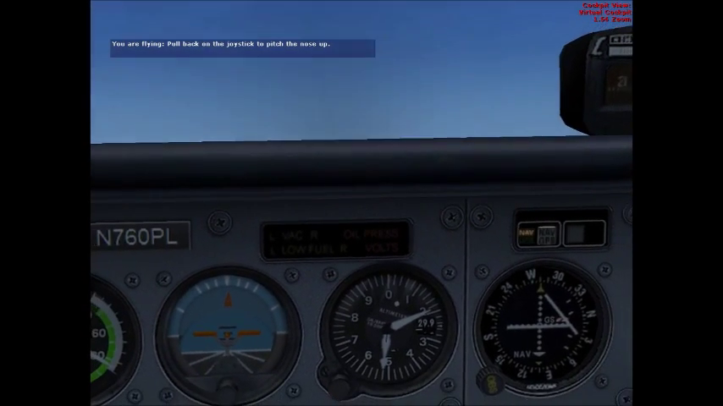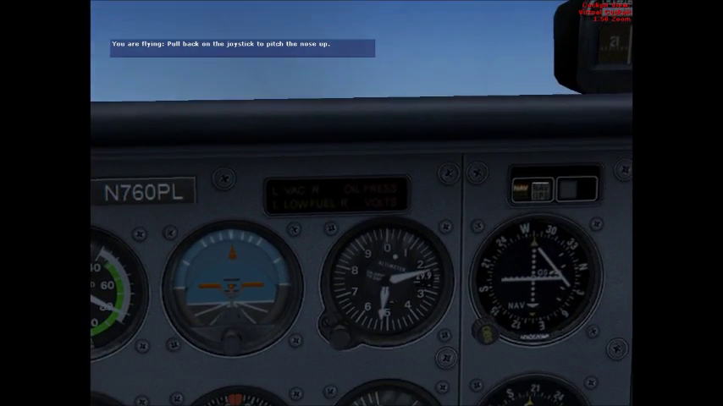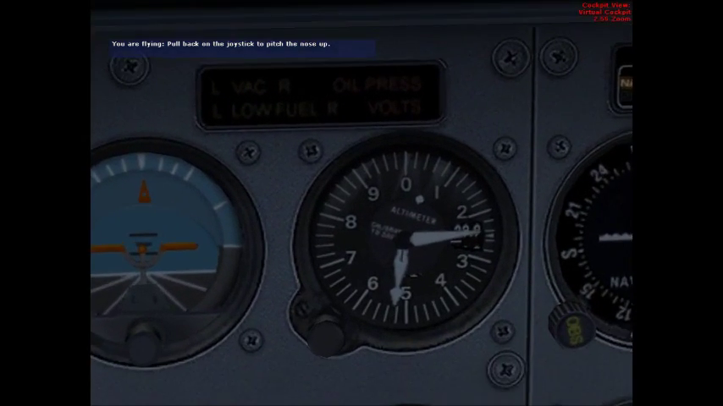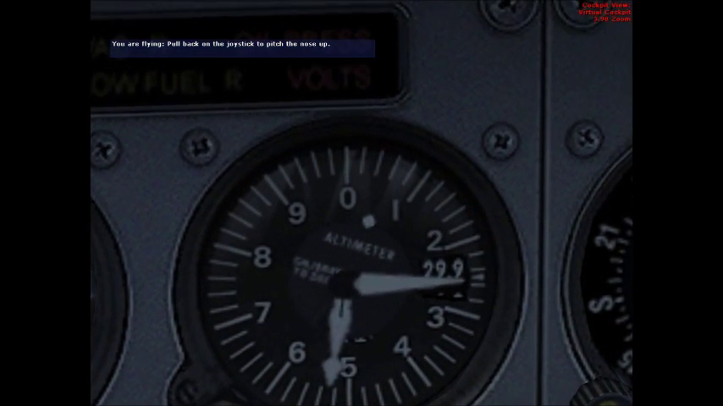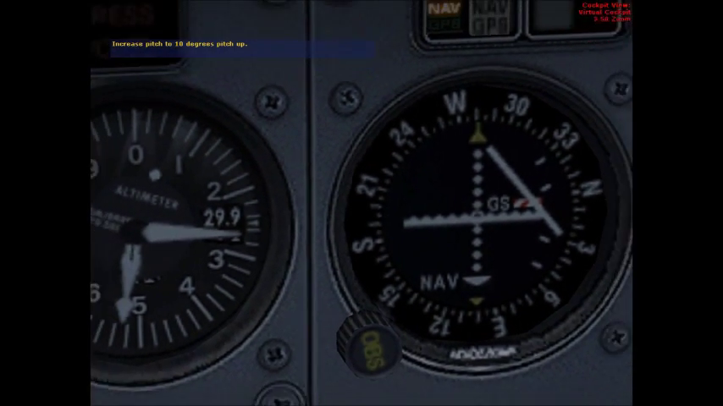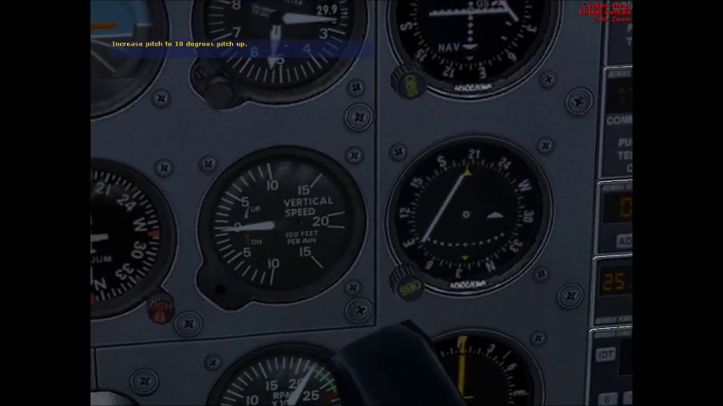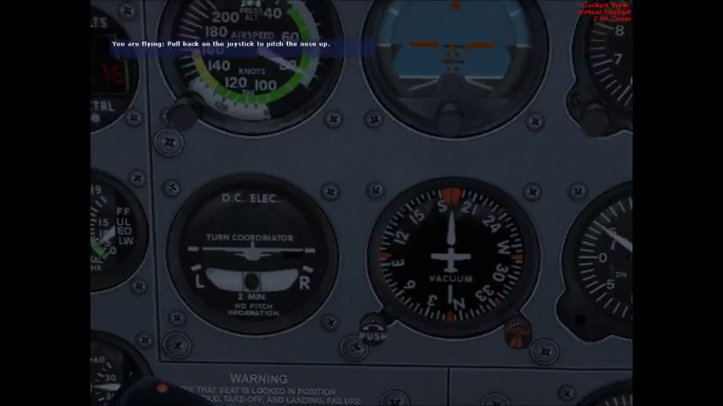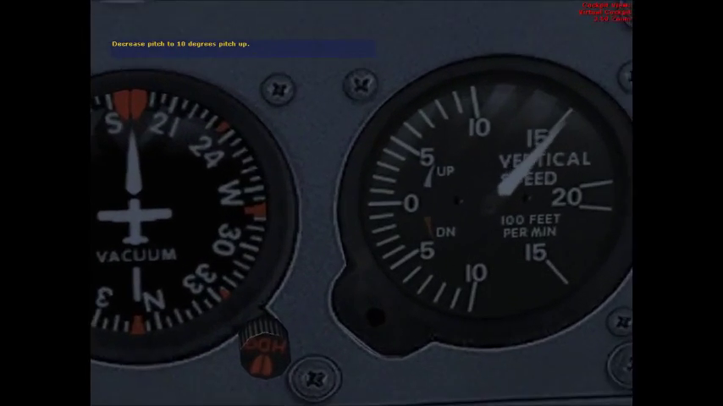Now look at the altimeter. The 100-foot hand is moving clockwise, which indicates that your altitude is increasing. See? Immediately below the altimeter is the vertical speed indicator, and its needle indicates a climb. There's the vertical speed, thousands. Pull back on the stick. Push forward on the stick.